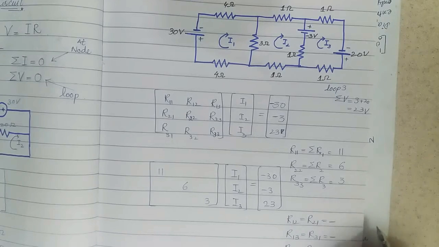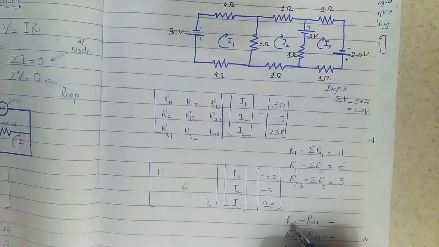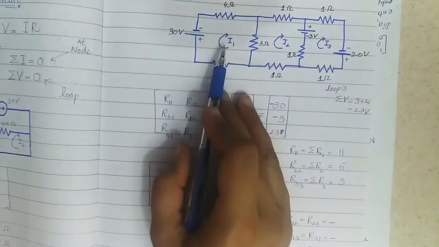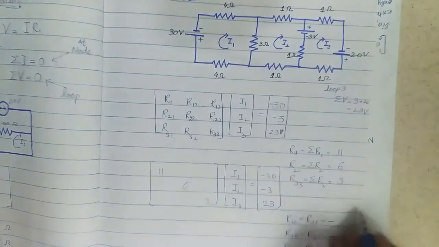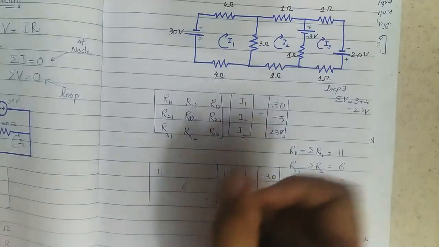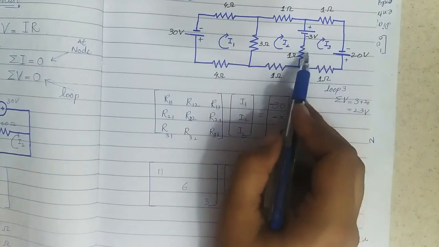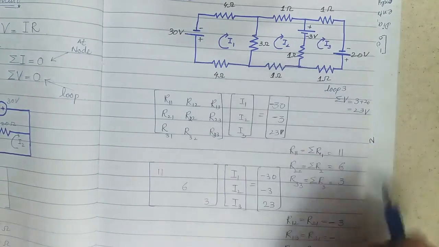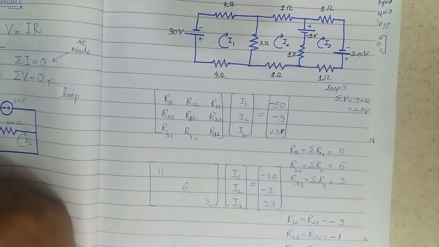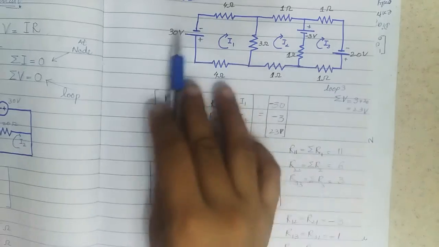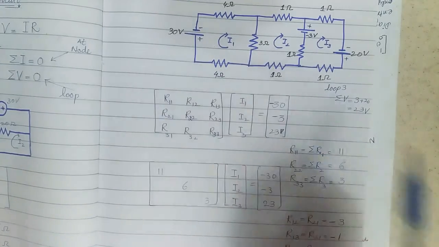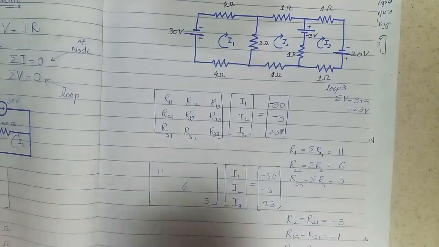So let's start. Which resistance is common between the first loop and second loop, or second loop and first loop? Between the first loop and second loop, only one resistance is common, that is 3 ohm. This will be minus 3. Between the second and third loop, one resistance is common, that is 1. We will write it minus 1. But between the third and first loop, there is no resistance common. So this will be 0.